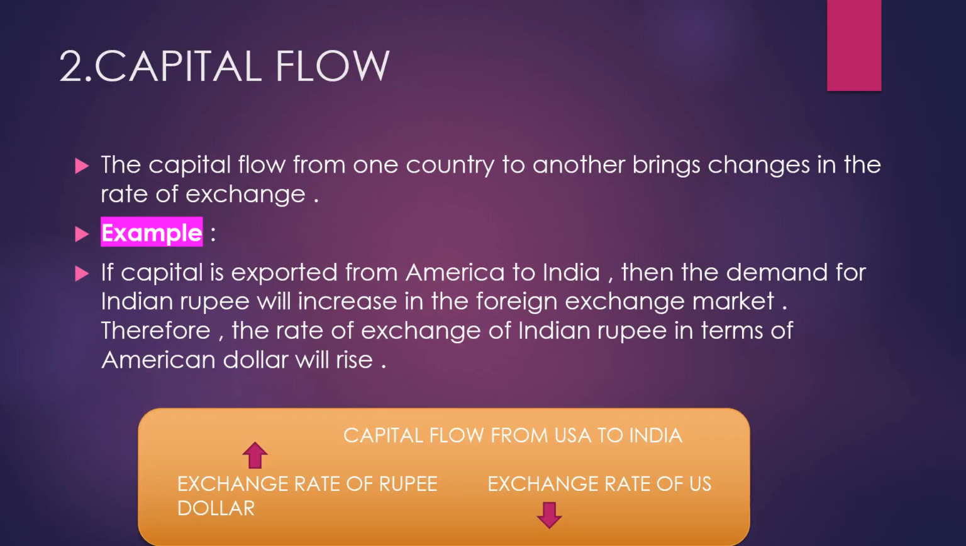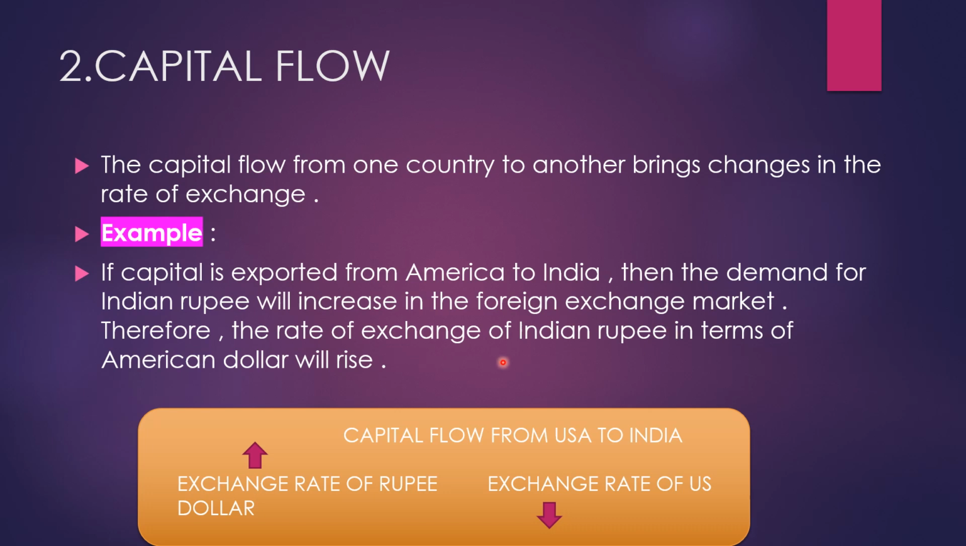Now, the second point as regards the factors due to which the fluctuations of the rate of exchange take place is the capital flow. Capital means wealth, money, right? The capital flow from one country to another brings changes in the rate of exchange. Whenever there is a capital inflow or outflow from your country, there will be a variation in the exchange rate. See, if the capital is exported from America to India, dollars are coming to India, in that case, the demand for the Indian rupee will increase in the foreign exchange market.